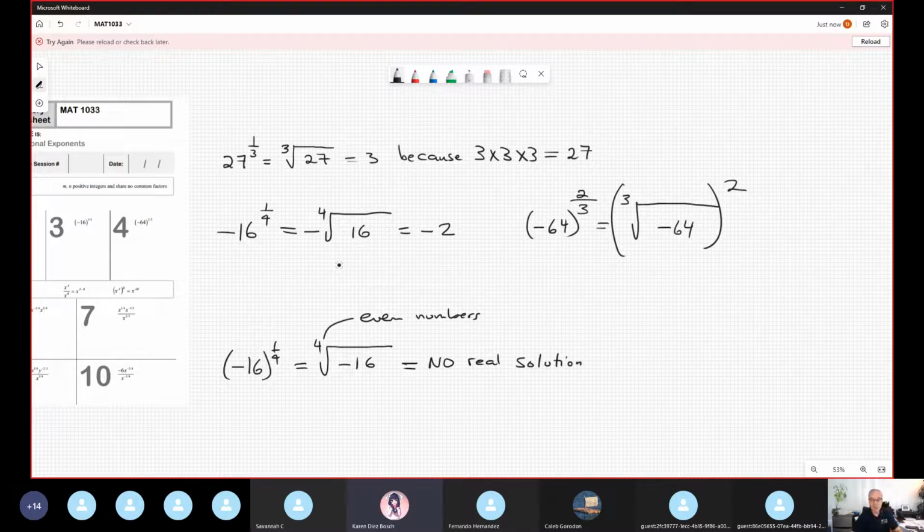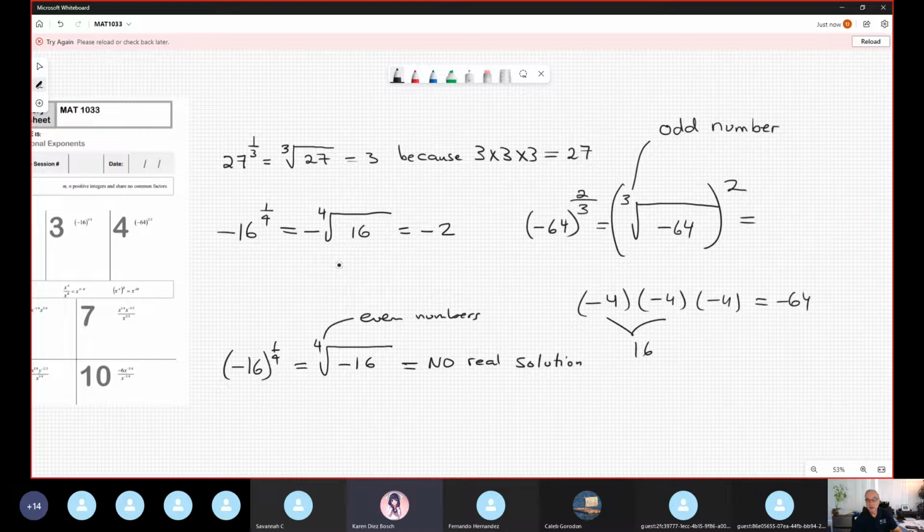In this case, yes, we have a solution, because the index is an odd number. And what is the solution? The solution is negative 4, because negative 4 times negative 4 times negative 4, three times. Negative 4 times negative 4 is positive 16, and positive 16 times negative 4 is exactly negative 64.